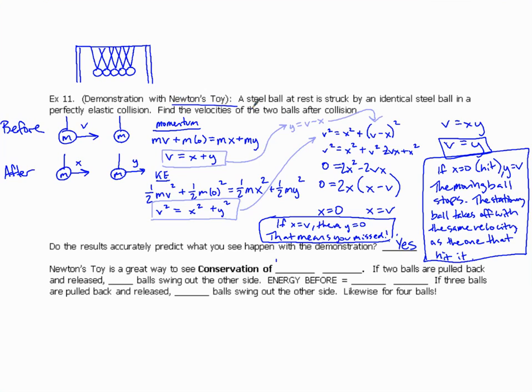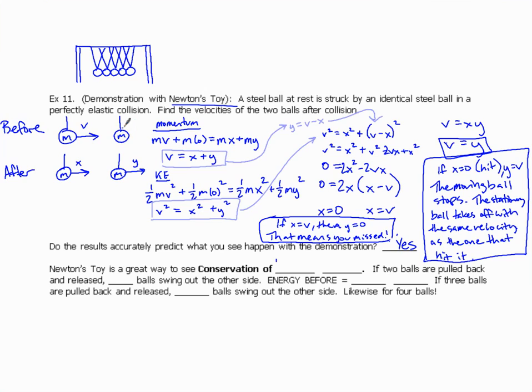Since you're not seeing the demonstration in class, I'm not going to go through this too much. It's up here in case you want to write it down. A little bit more complicated math than most of the things in this class. But basically you have 2 of these balls, so you can move some out of the way so that only 2 are swinging. And so in the before, there is a steel ball at rest, and it's struck by another one of these balls in a perfectly elastic collision.